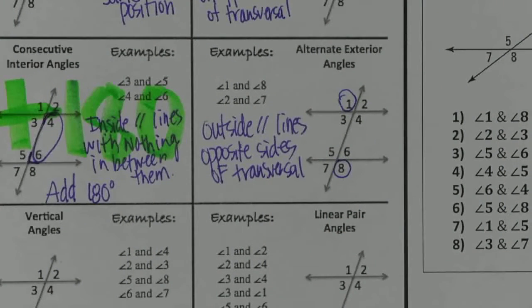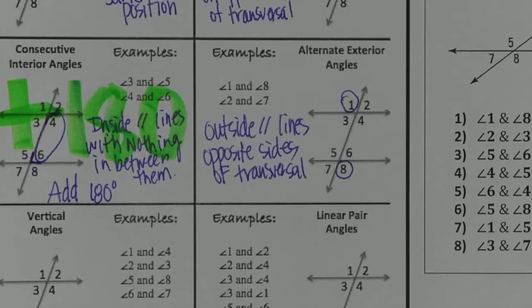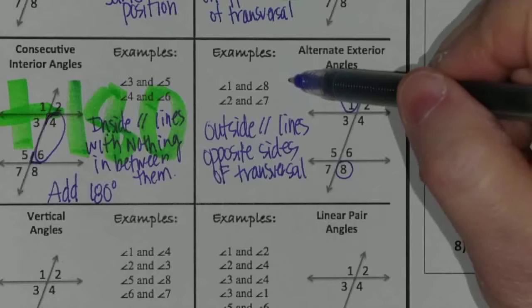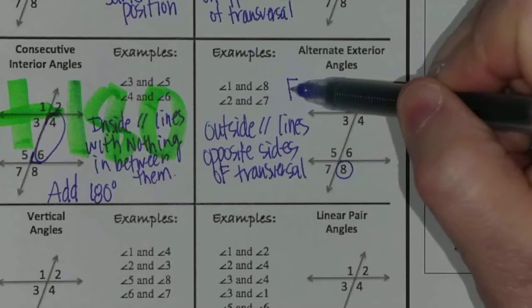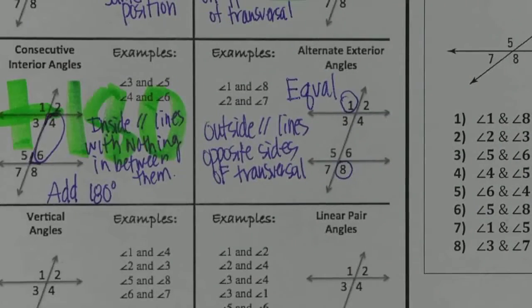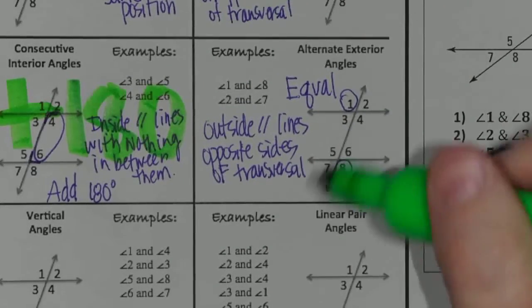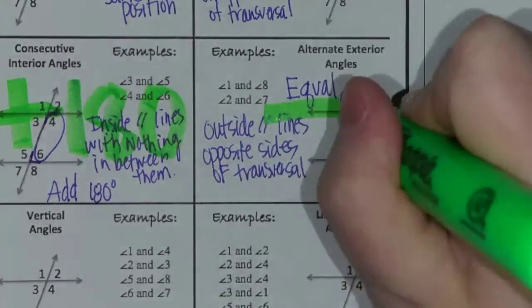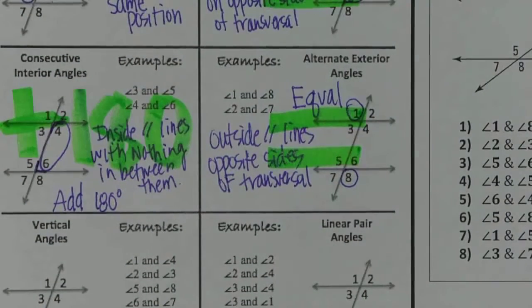What do you think those are? The same or add to 180? No guesses today? Alternate exterior angles are equal to each other. So when you find that relationship, you know they're equal to each other.